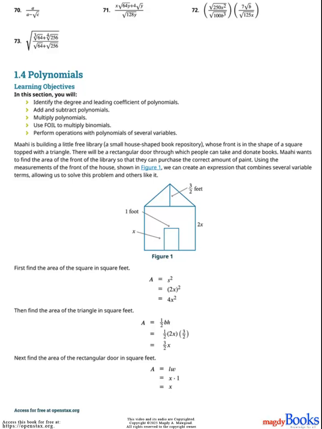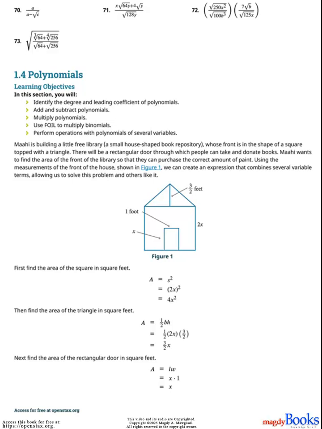Mahi is building a little free library, a small house-shaped book repository, whose front is in the shape of a square topped with a triangle. There will be a rectangular door through which people can take and donate books. Mahi wants to find the area of the front of the library so that they can purchase the correct amount of paint. Using the measurements of the front of the house, shown in Figure 1, we can create an expression that combines several variable terms, allowing us to solve this problem and others like it.